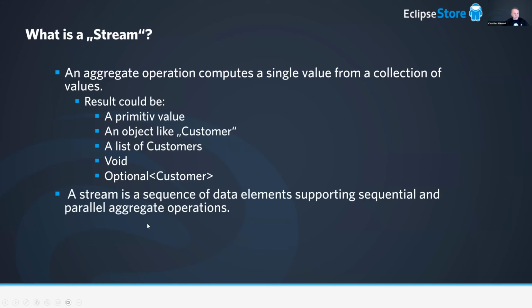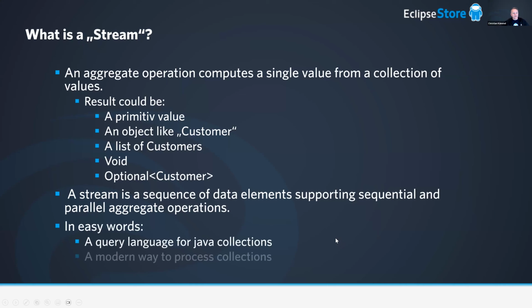Again, a stream is a sequence of data elements supporting sequential and parallel aggregate operations. That's also interesting because it enables us to stream through data in parallel or in a sequential way. Sometimes it's quite dangerous to use parallel streaming, but it increases the performance a lot, of course. Let's talk about that later in detail. In easy words, it's a query language for Java collections and a modern way to process collections. And I prepared some examples for you.